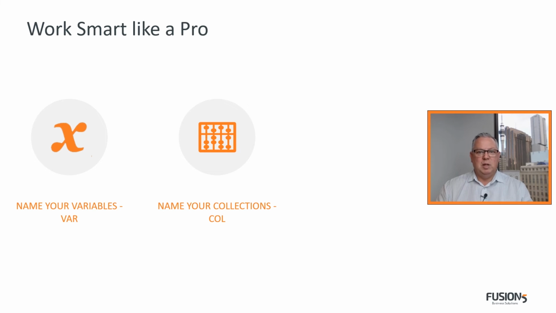And again, same with variables. If you are declaring a collection, name it what it is. So col underscore filtered supplier list, col underscore country codes. That makes it a lot easier for you to reference it later or remember what that collection was meant to do. And once again, it's going to make it a lot easier for your team to understand what you were trying to do in your application.